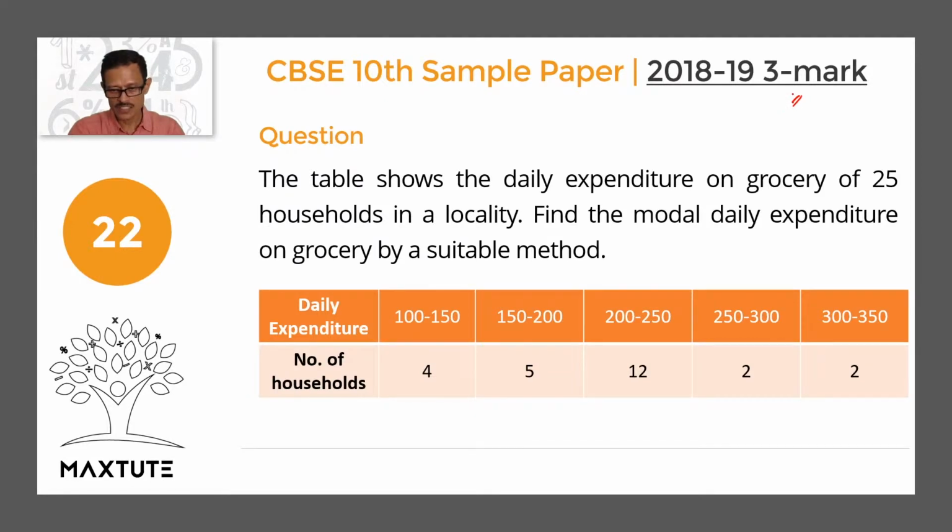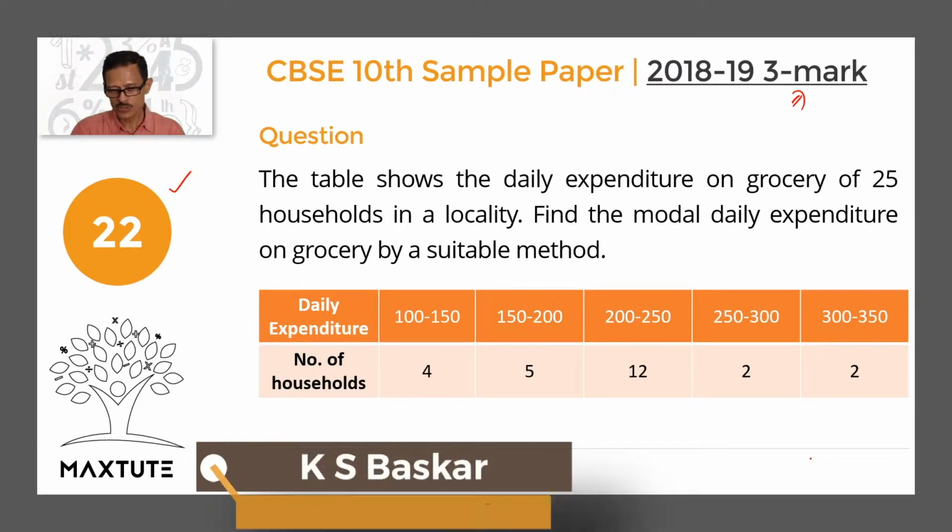Solution to a 3-mark question that appeared as part of the sample paper given by CBSE in 2019 for class 10 math. Question number 22. This topic, the moment you look at it, needs no introduction. It's from statistics. The table shows the daily expenditure on grocery of 25 households in a locality. Find the modal daily expenditure on grocery by a suitable method.